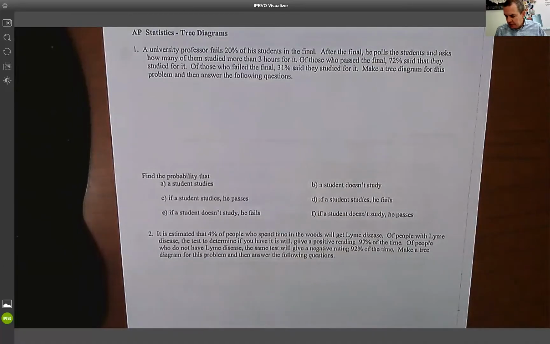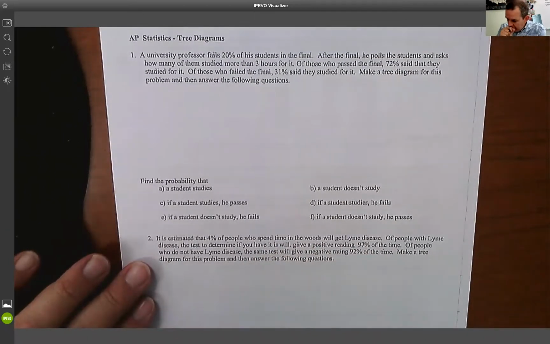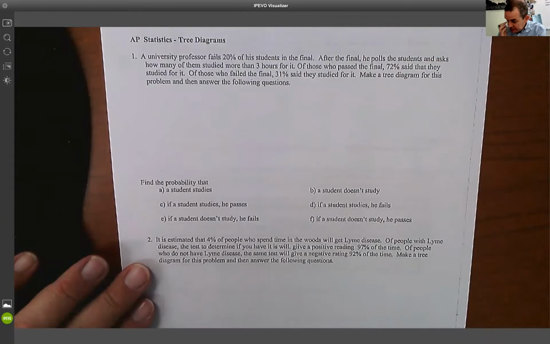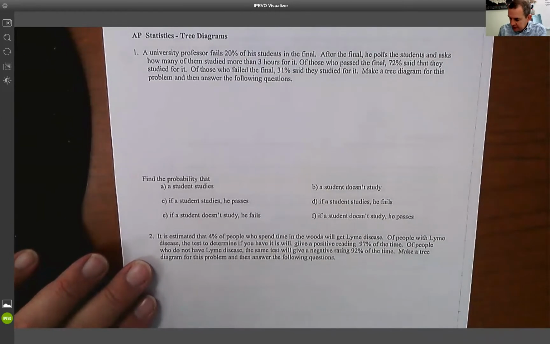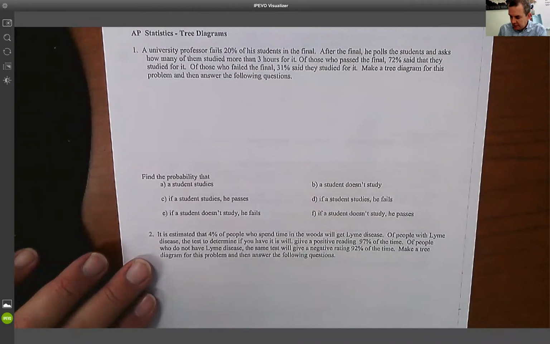So a university professor fails 20% of the students in the final. After the final, he polls the students and asks them how many of them studied for more than 3 hours for it. Of those who passed the final, 72% said that they studied for it. Of those who failed the final, 31% said they studied for it. Make a tree diagram for the problem, then answer the following questions.